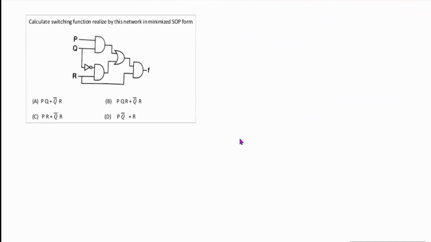Let's go to this question. This question is: calculate the switching function realized by this network in minimized SOP form, sum of product. So this is nothing but PQ. Here you are getting Q bar, here it is R, so this is R into Q bar. Here you will get PQ plus R into Q bar. And here it is R. So finally you are getting F equal to R into PQ plus R into Q bar.